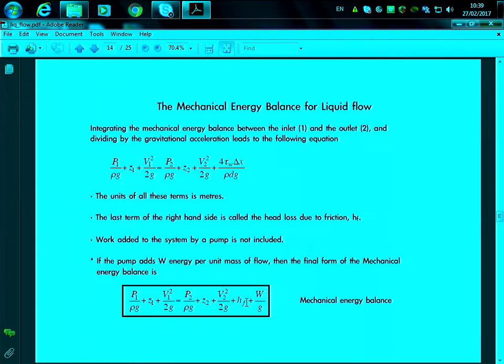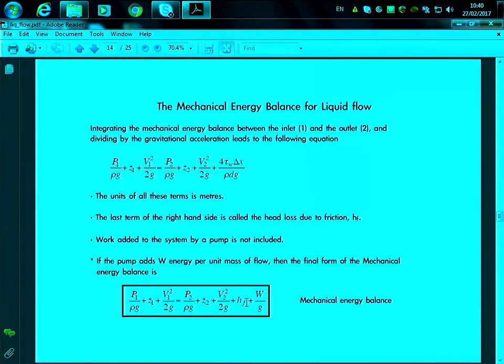The last term at the right is called the loss due to HF. So this was the friction that we said. This is how physics looks at friction, and I think this is how engineers look at friction, so a little bit simpler. But actually it's the shear stress, the tau, which is causing the friction.